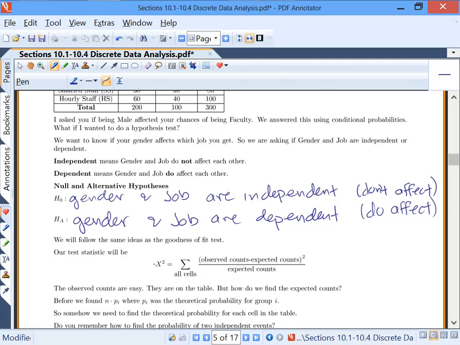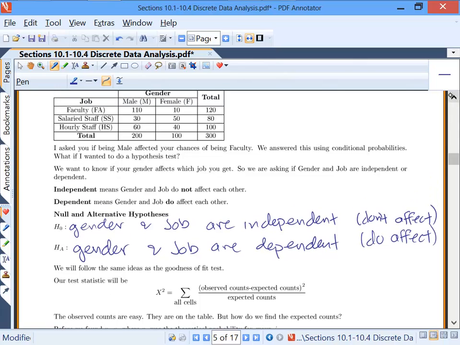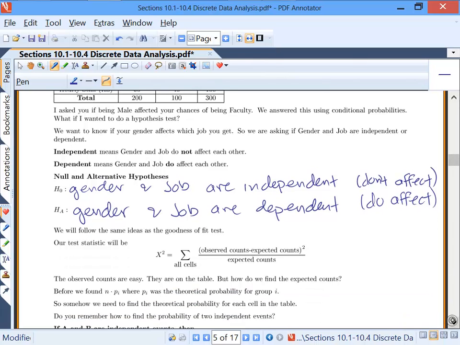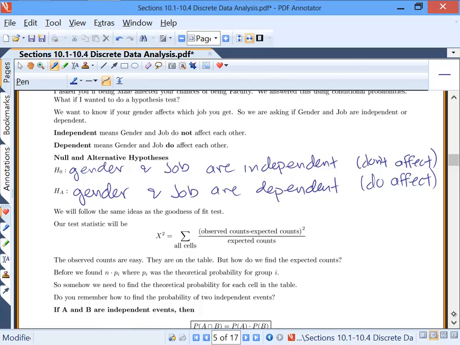So our test statistic is chi-squared equals the sum of each observed count minus expected count, squared, over expected count. Now our observed counts are easy. They're just on our table. These are our observed counts, the actual data. But how are we going to find the expected counts? For our chi-squared goodness of fit test, we did sample size times each probability. So we need to find the theoretical probability for each cell in the table.